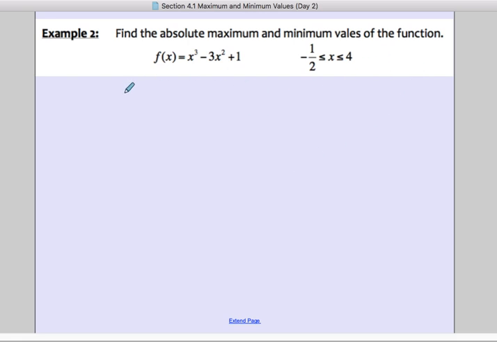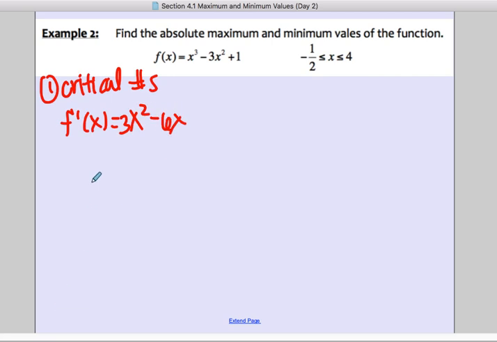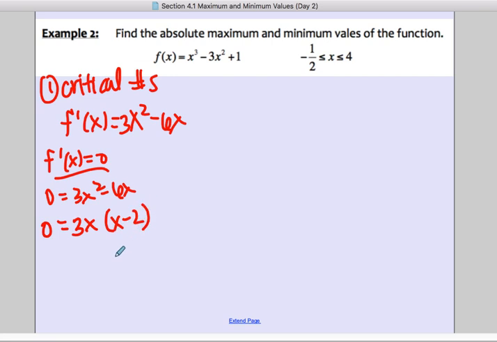First things first, let's find our critical numbers. That is when you take your derivative. So we have 3x squared minus 6x. Then we set our derivative equal to 0. So 0 equals 3x squared minus 6x. To solve this, I would factor out a 3x. So what do I have? x minus 2. Then I would set them each equal to 0. So if I divide by 3, x will equal 0. And if I solve this one, x equals 2. So those are my first two critical numbers.